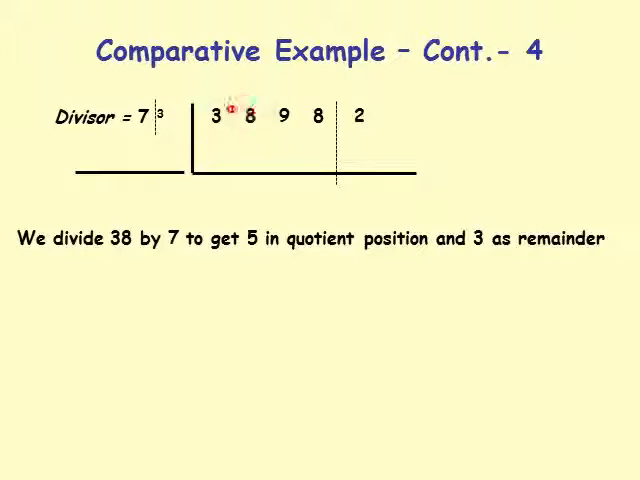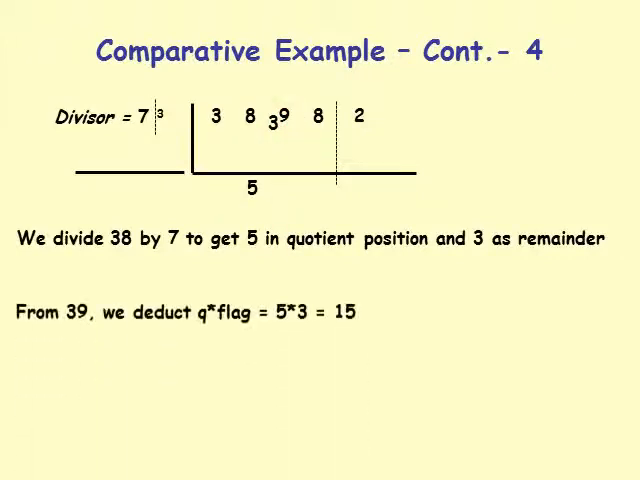38 is the dividend I'm going to use to divide. 38 by 7 gives 5 in the quotient position and 3 as remainder. So 38 divided by 7 is 5, remainder 3. We got a 5 here in the quotient and a 3 as remainder.